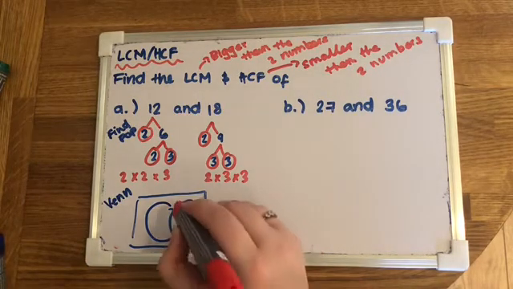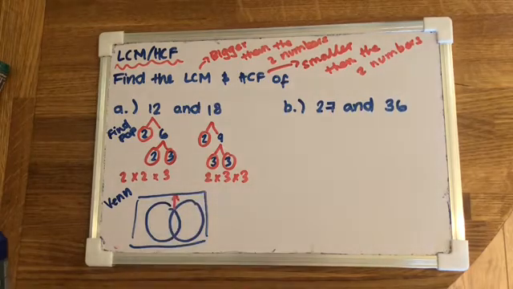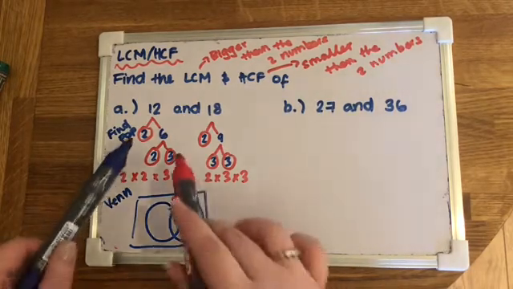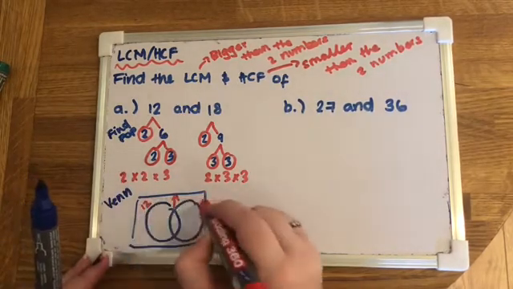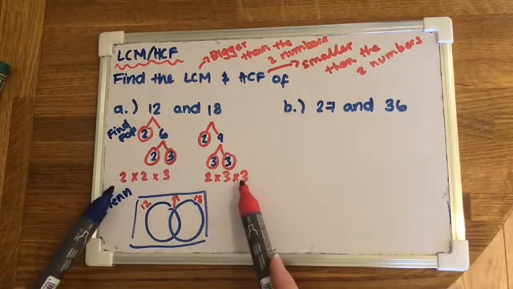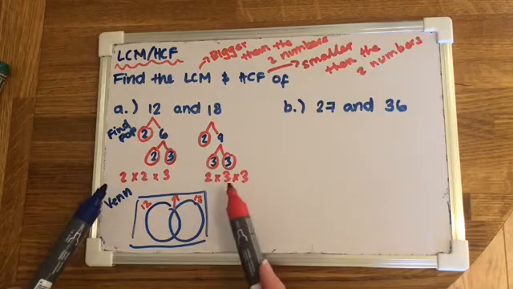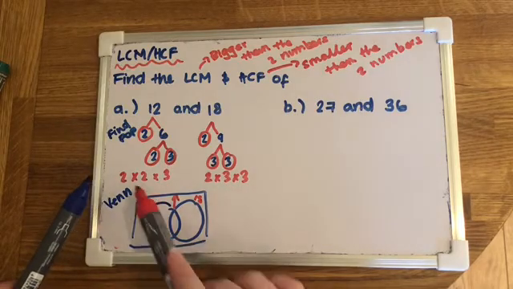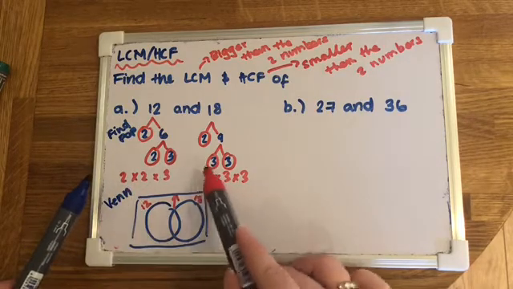So the numbers that we're going to put in the middle are going to be the numbers that appear in both of these. So I'm going to call this one 12 and this one 18. So if we look at our product of primes, we see which numbers appear in both of them. So if we notice, we've both got at least one 2.